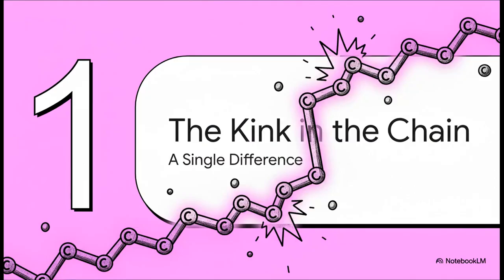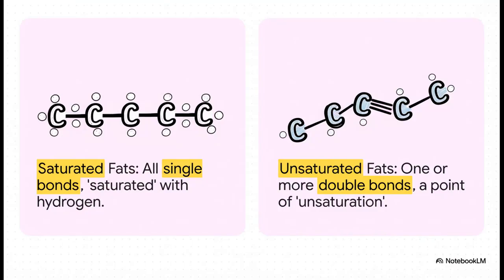And here we go. This is the absolute heart of the matter. A tiny, single difference in that long tail we just saw, well, it's about to change the entire game. So what is that difference? On the left, we've got saturated fats. See how all the carbons in the chain are connected by single bonds? This means the chain is totally full, or saturated, with as many hydrogen atoms as it can possibly hold. But on the right, unsaturated fats have at least one double bond between carbons. That double bond creates a spot that isn't fully saturated.